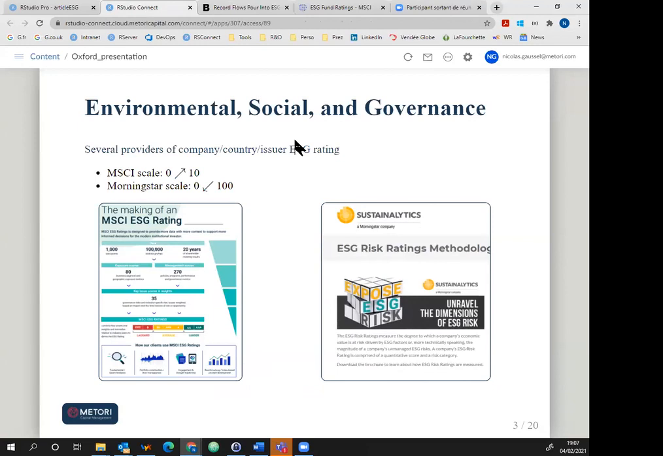Many companies have specialized in providing a so-called ESG rating. Some of them, MSCI to start with, have a scale from 0 to 10. If you are rated 10, it's the best possible rating in terms of ESG, meaning that you contribute very positively to ESG factors. Whereas if you are rated 0, basically you're doing evil.